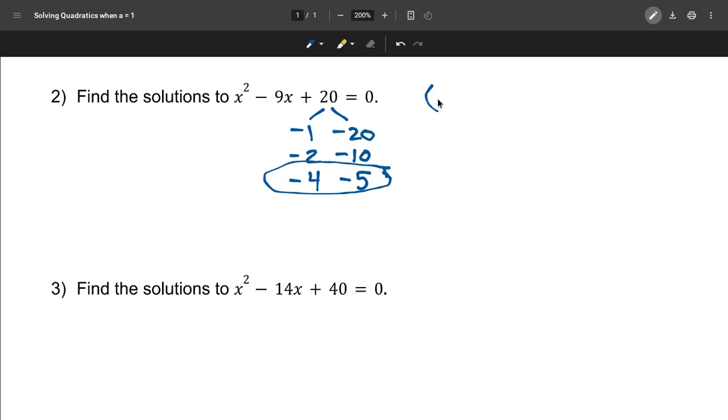And I'll write this in factored form as x minus 4 times x minus 5, and that'll equal 0. I can now set each factor equal to 0, so I could say x minus 4 equals 0, and x minus 5 equals 0.